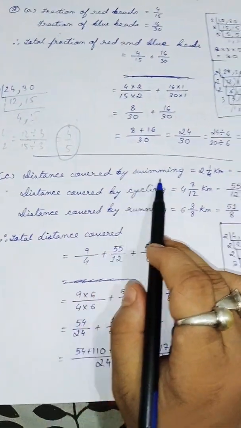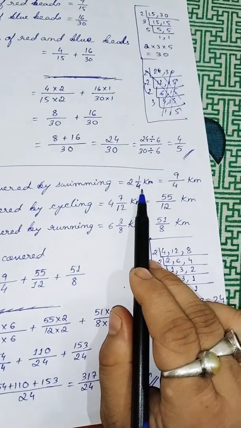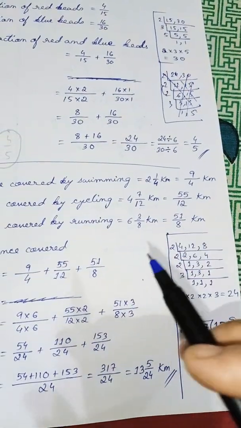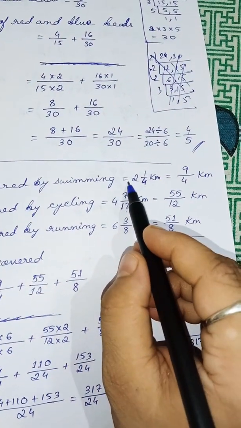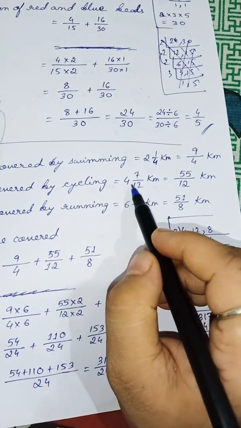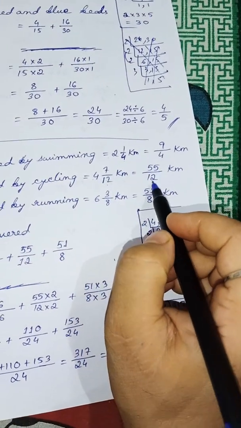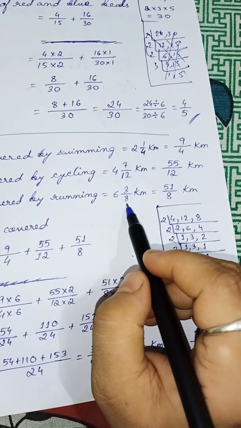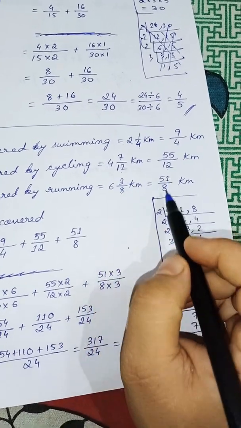Distance covered by swimming is 2 1/4. Now because this is a mixed fraction, you have to convert it into an improper fraction. 4 times 2 is 8 plus 1, 9/4. Then by cycling, 12 times 4 is 48 plus 7, 55/12. And then by running, 6 3/8: 8 times 6 is 48 plus 3, 51/8.